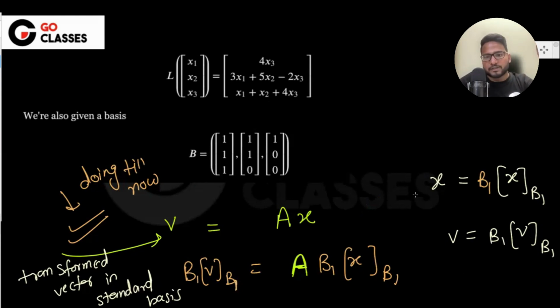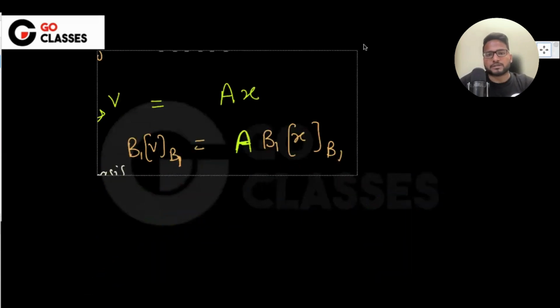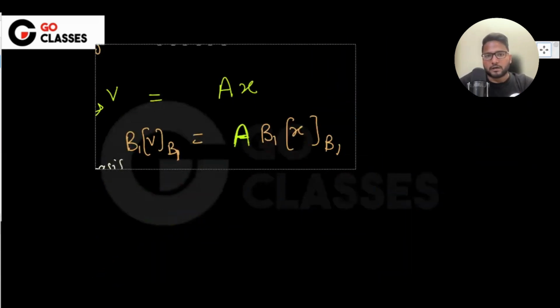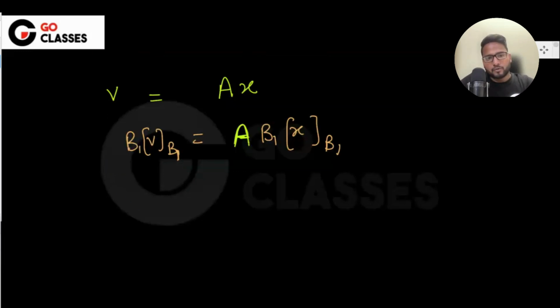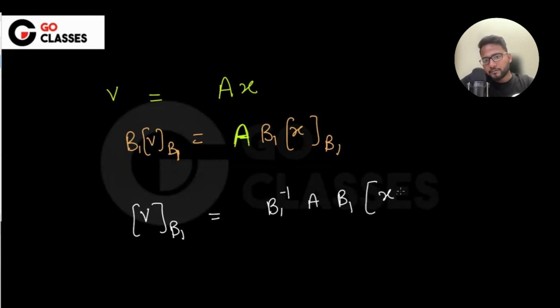See, from the change of basis, you should be able to understand that these two equations are okay, right? I mean, that particular lecture on change of basis can tell you that these two equations are okay, right? Cool. Now, if you want only this on the left hand side, then what should be there? It should be B1 inverse A B1, and then x in B1. Is this okay to everyone?